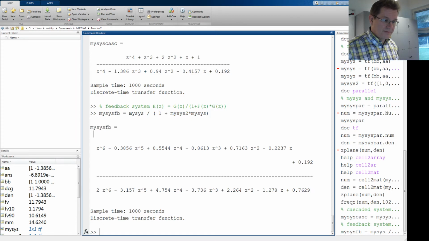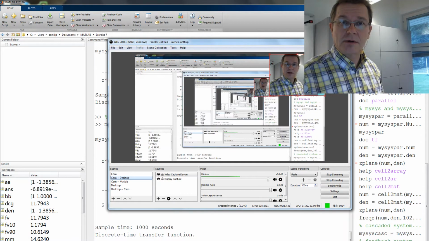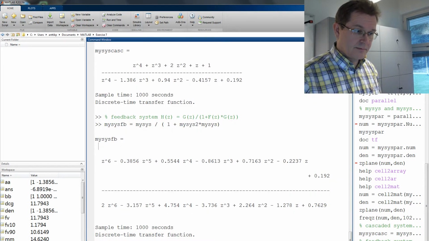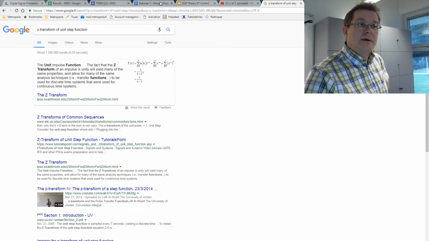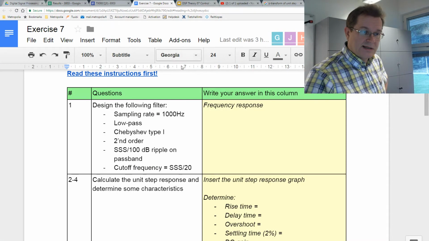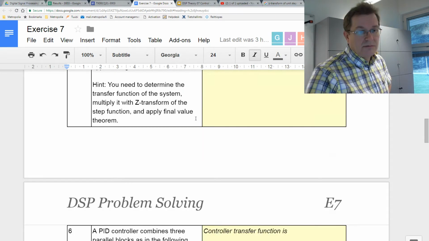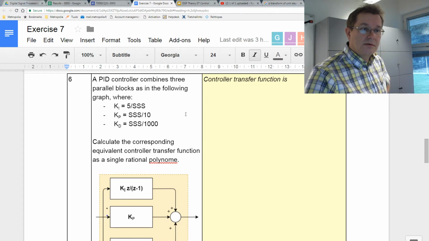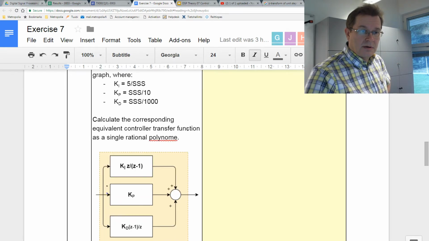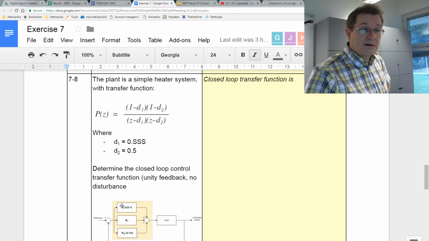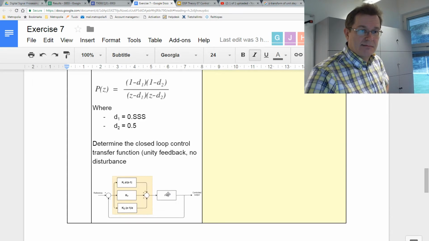All right. So let me take a quick look at the exercise. Okay, and that was that part. Some fun. PID controller. See, there are some parallel systems. Then there's the plant transfer function, and there's a feedback system.